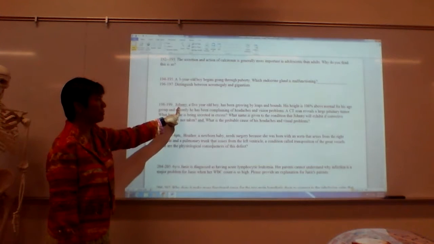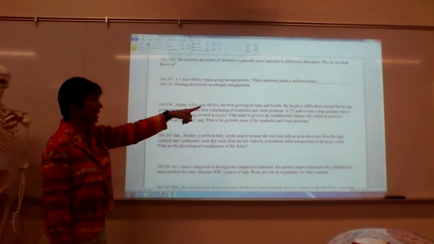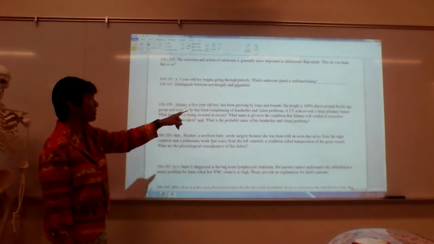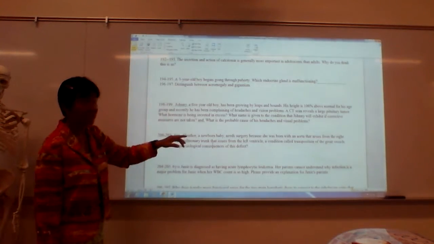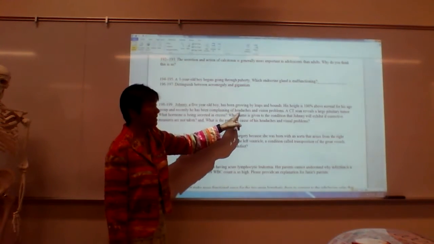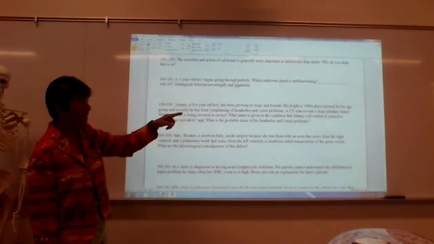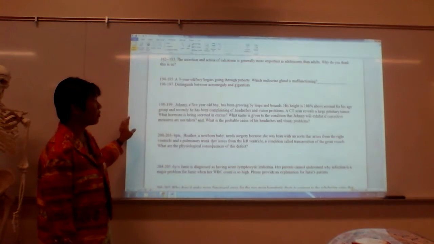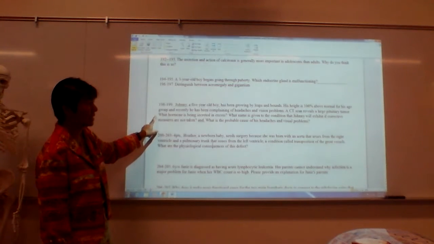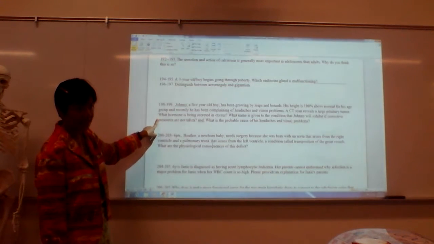Johnny is growing by leaps and bounds. His height is 100% above normal for his age. Recently he has been complaining of headaches and vision problems. A CT scan shows he has a pituitary tumor. What hormone is being secreted in excess? Growth hormone. And then the condition will be gigantism, because he's only 5 years old.